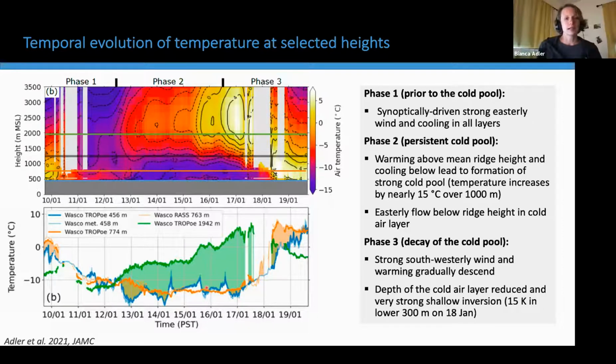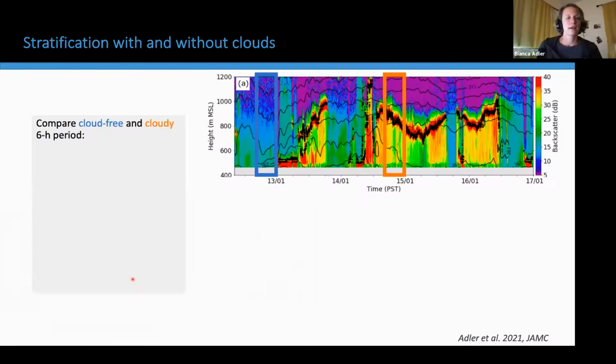Now to better understand the different stratifications we see within this cold pool, we selected 2 nighttime periods during which the differences in temperature were obvious. These are now backscatter profiles from the ceilometer. During the cold pool period, cloud base height is indicated as the black dots, and the black contours are isopleths. The first period indicated here by the blue box was cloud-free, while in the second period, indicated by the orange box here, we had low-level clouds present with a cloud base around 300 meters above the ground.